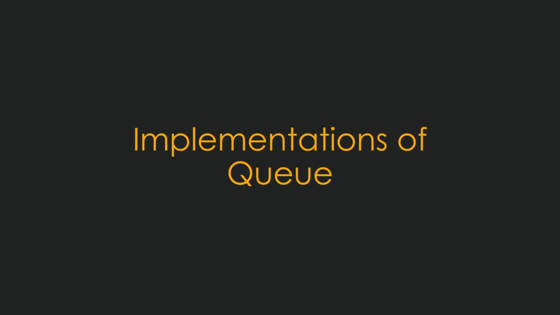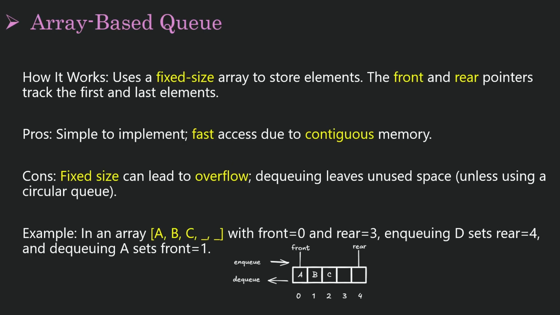Implementation of queues. Queues can be implemented in two primary ways, using an array or a linked list. Let's explore both, with pseudocode for initialization that's language independent and includes comments. Array-based queue. How it works. Uses a fixed-size array to store elements. The front and rear indices track the first and last elements.